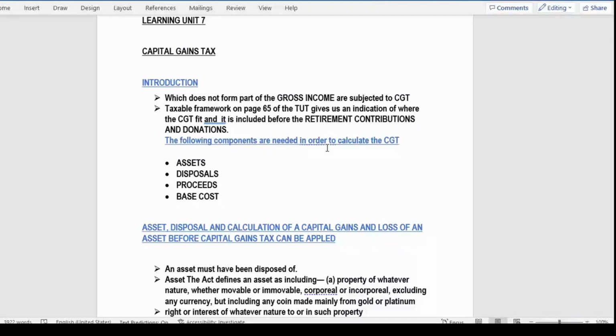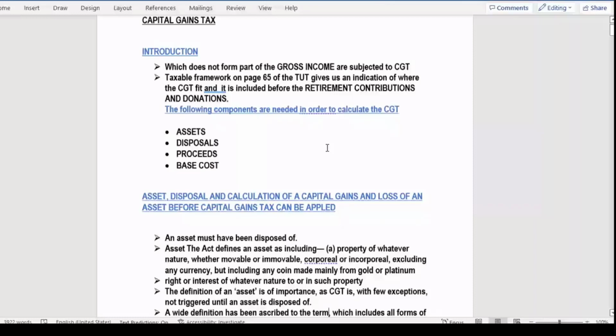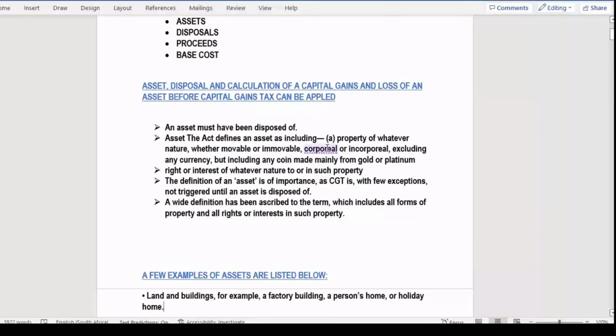So in order for you to complete a successful CGT, you need the following components: your assets, your disposals, and the proceeds, along with your base costs. All right, the assets, disposal, and calculations of the capital gains and losses of an asset. Before the capital gains tax can be applied, an asset must be disposed of.